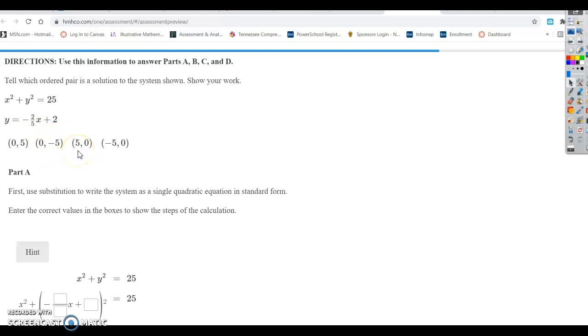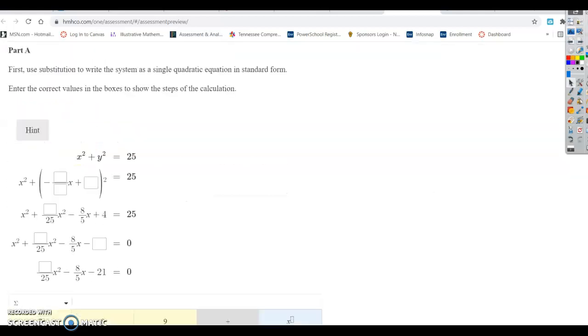Let's check 5. 5 squared is 25. 25 plus 0 is 25. That one works for the first one. Plug it in for the second one. That becomes -10/5, so that becomes -2 plus 2 is 0. So that one works. Let's check the last one just to make sure. That one's 25 equals 25. It works for the first one. For the second one, it does not work because that becomes positive again. So the answer is 5, 0.